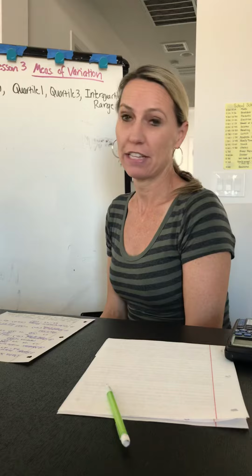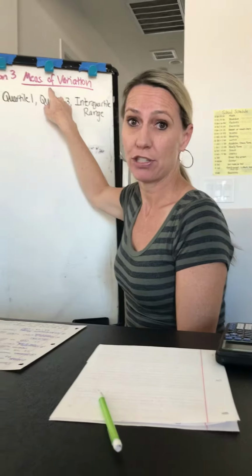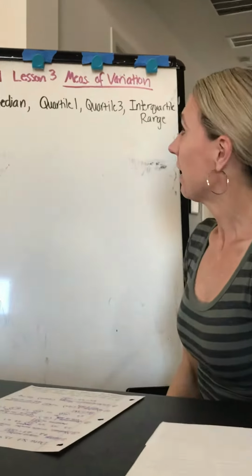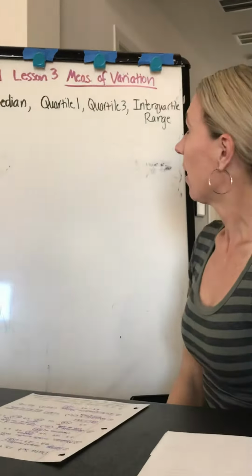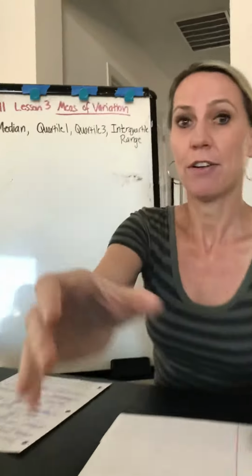Hi, this is Bentley's mom, and today's lesson is chapter 11, lesson 3, and we're going to go over the measures of variation. The main vocabulary words you need to know, and you need to know how to mathematically find, are the range, the median, quartile 1, which is usually referred to as Q1, quartile 3, which is Q3, and the interquartile range.